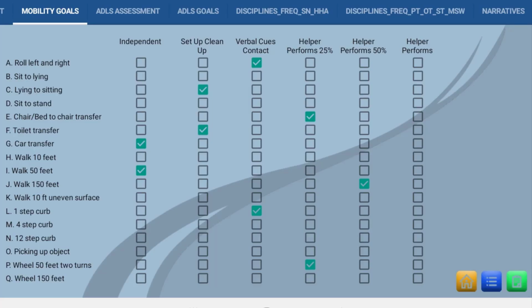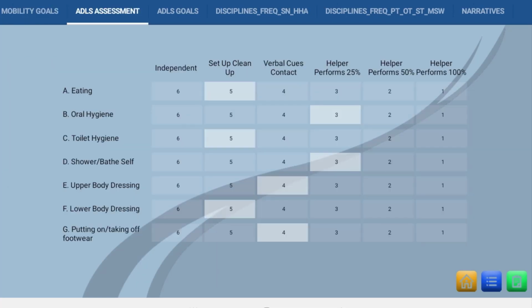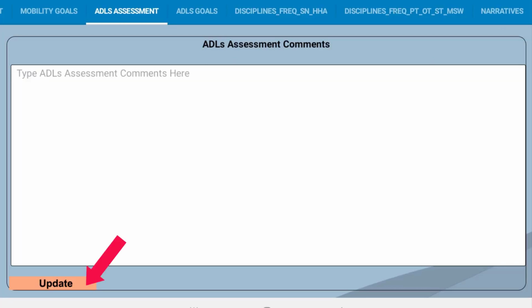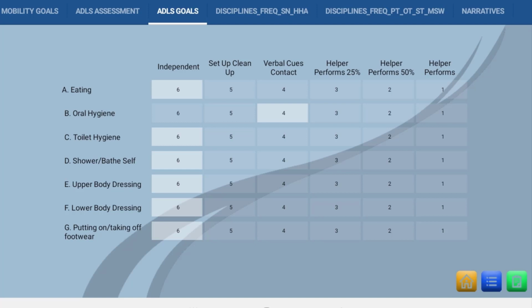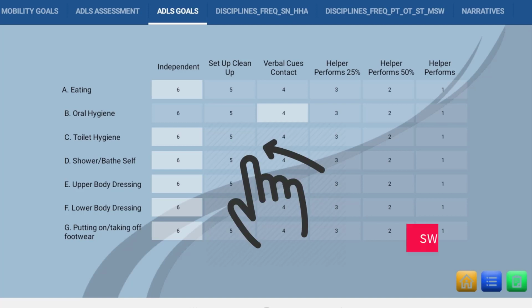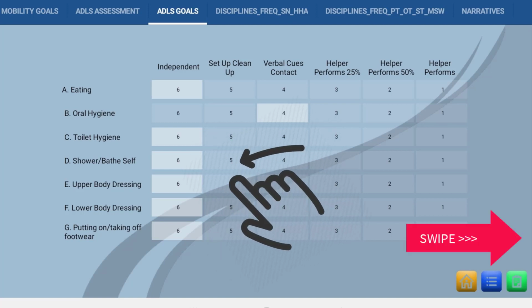Complete mobility goals by putting appropriate check marks. Rate your patient's current ADLs to complete ADLs assessment section. Tap on Comments button to add your narratives and update to go back to your previous page. Indicate the ADLs goal of your patient in this section. Swipe to save and proceed to the next section.